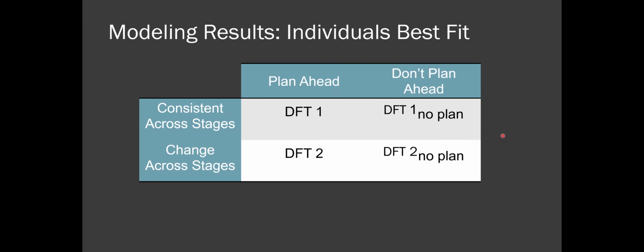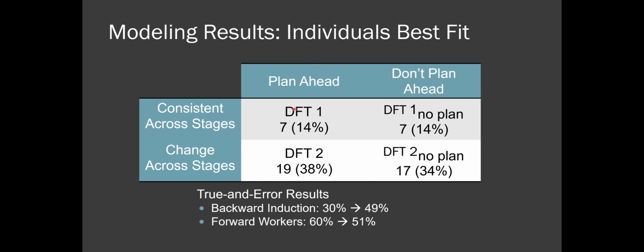And so if we look at the number of participants who are best fit by each model according to cross-validation, we see that around 14% of people are best fit by DFT1, another 19 are best fit by DFT2, 7 people are best fit by the non-planning version of DFT1, and 17 people are best fit by the non-planning version of DFT2. So we see about roughly equal numbers of people are not planning compared to planning. And just to compare that to our true and error modeling, this is somewhat similar to what we see in this case.